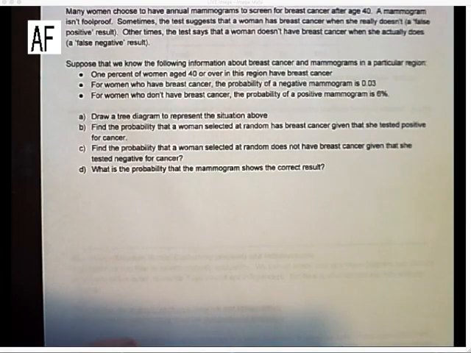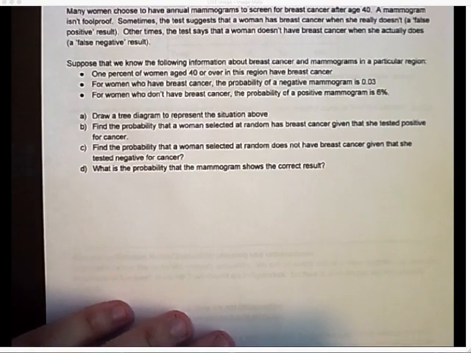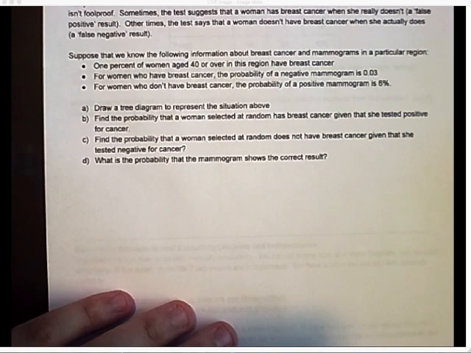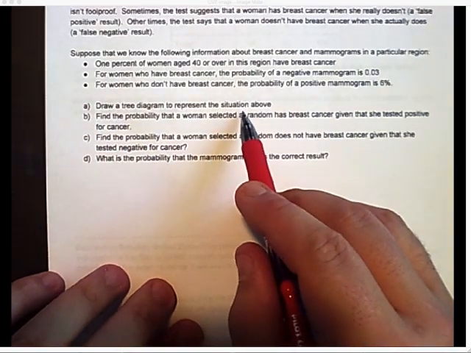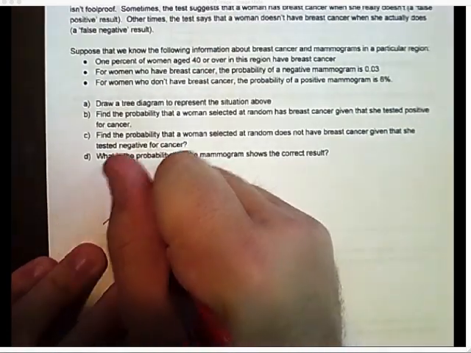Suppose that we know the following information about breast cancer and mammograms in a particular region. Okay. It says 1% of women aged 40 or over in this region have breast cancer. So question A here says draw a tree diagram. I would do this naturally. Okay.